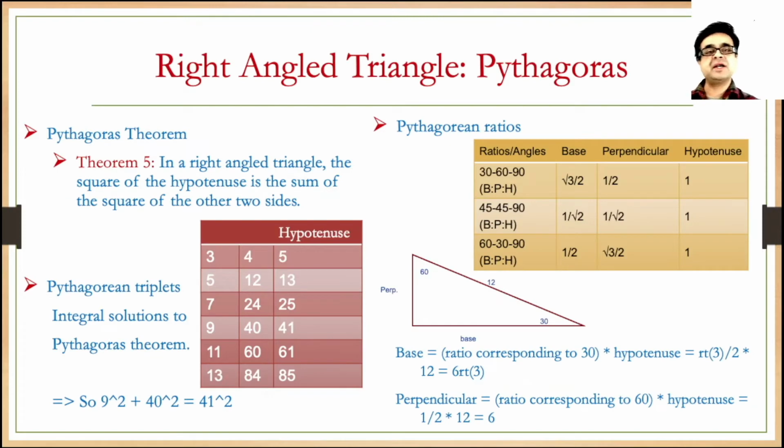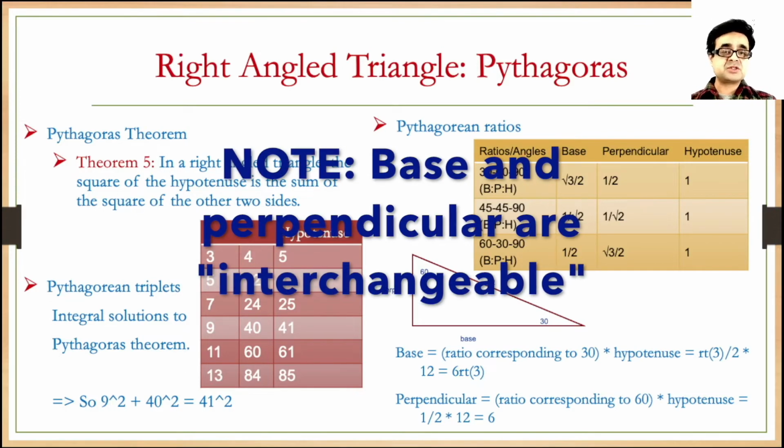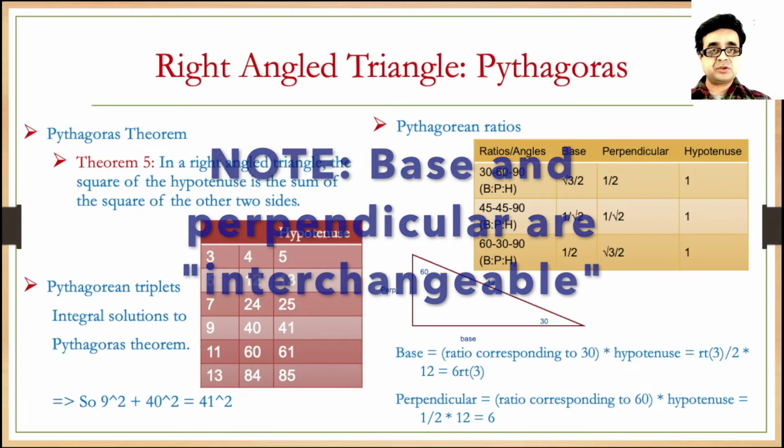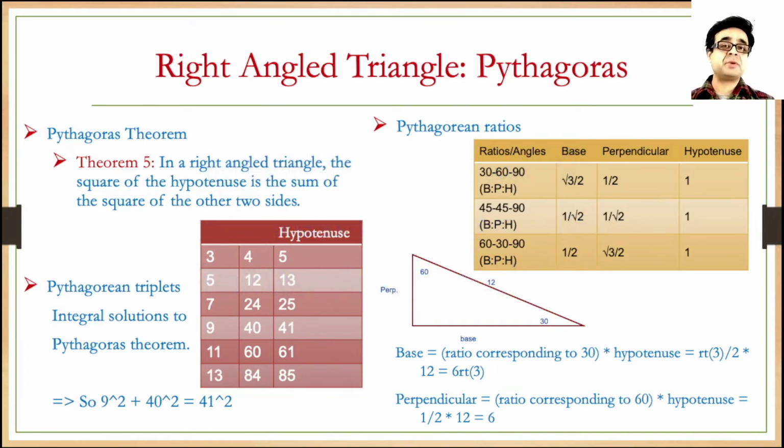Moving on to right angle triangles. These are some of the most important concepts and questions that you will be asked in GMAT. You already know Pythagoras theorem that the base square plus height square is equal to hypotenuse square, or base square plus perpendicular square is equal to hypotenuse square. What I really want to emphasize here, even though trigonometry is not in the scope of GMAT, however, there are Pythagorean ratios that I think you should remember.